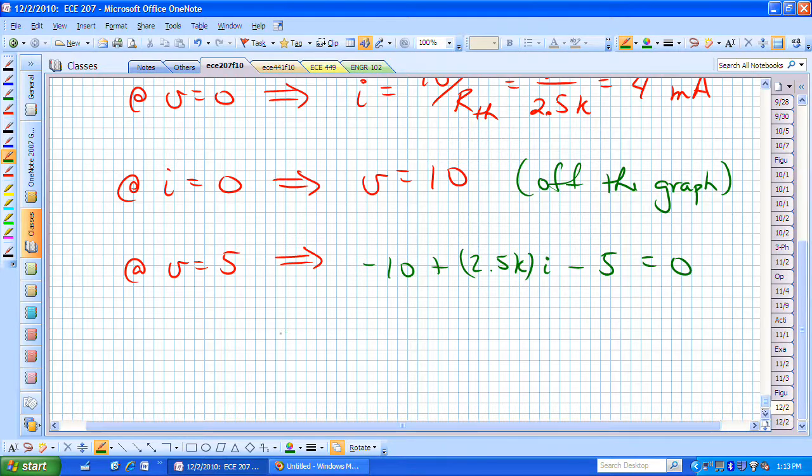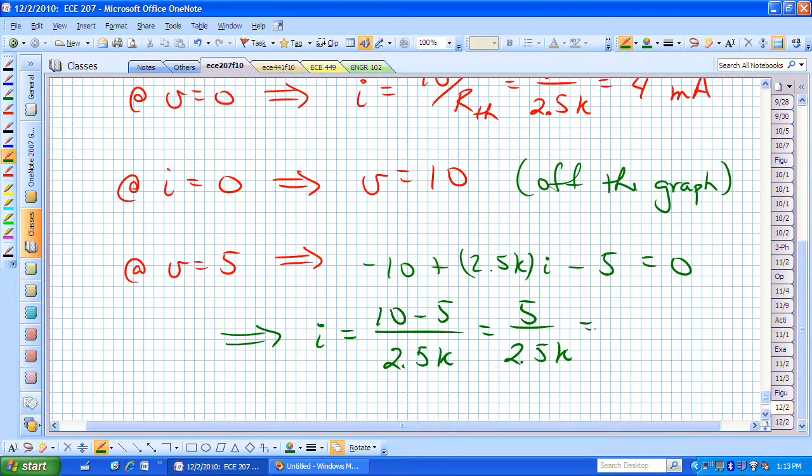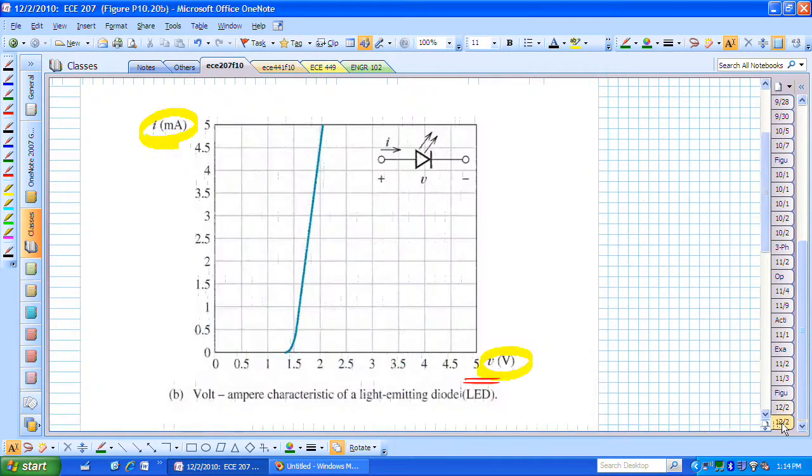If I now solve that for I, I is now 10 minus 5 divided by 2.5K, or it's 5 over 2.5K, or it's 2 milliamps. That now hopefully allows me to find a point that's going to maybe be a little easier to locate on my graph.